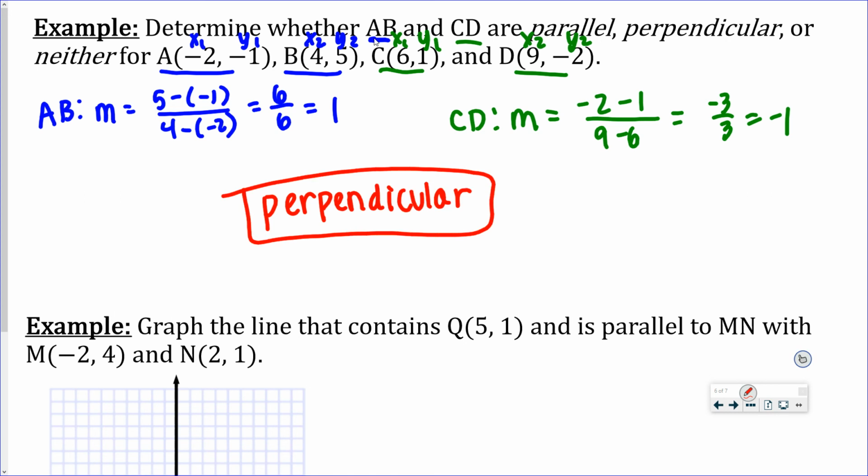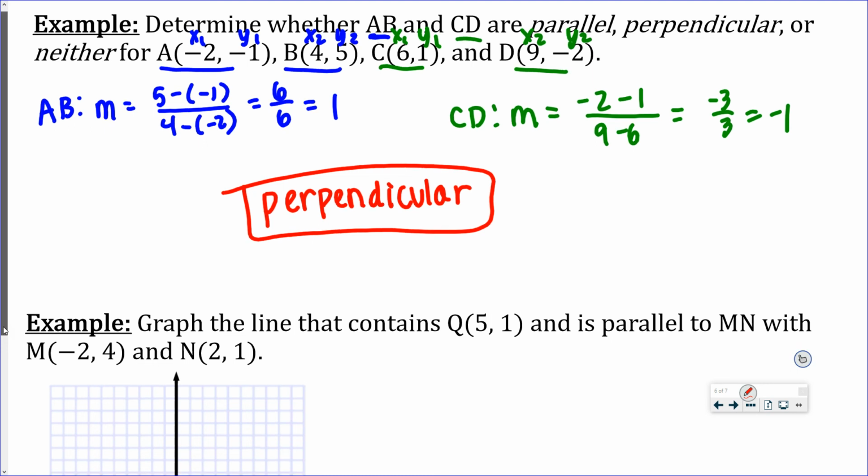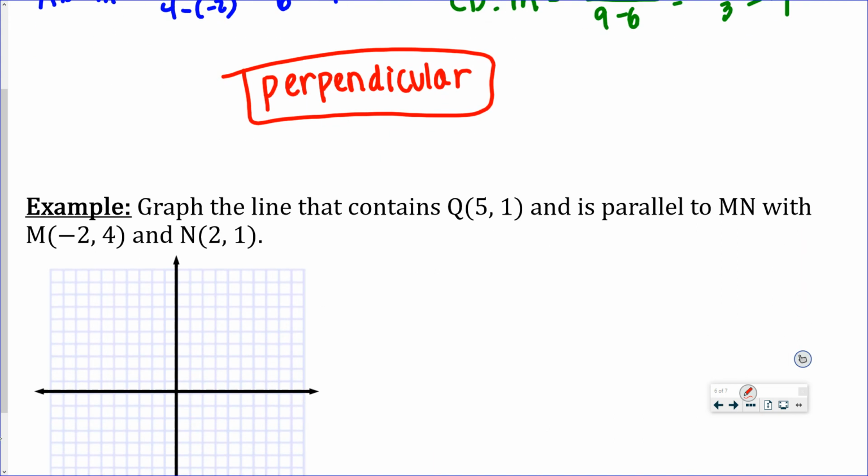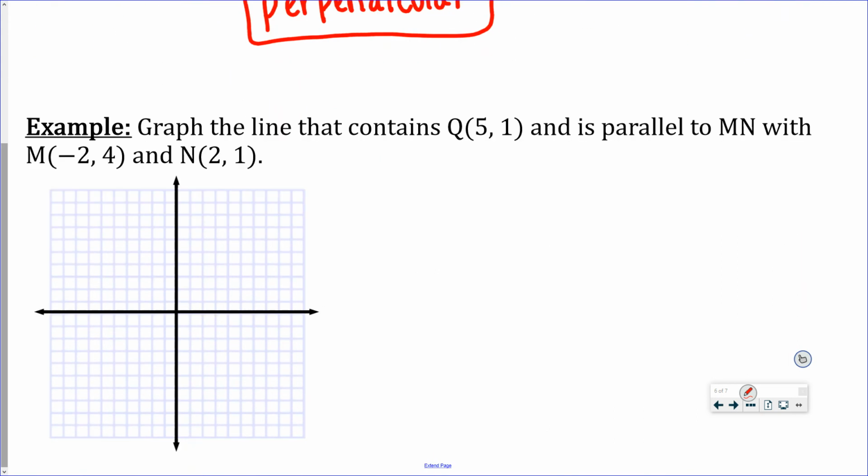Okay, any questions? All right, we just have one more. This one's kind of a fun problem to end on.